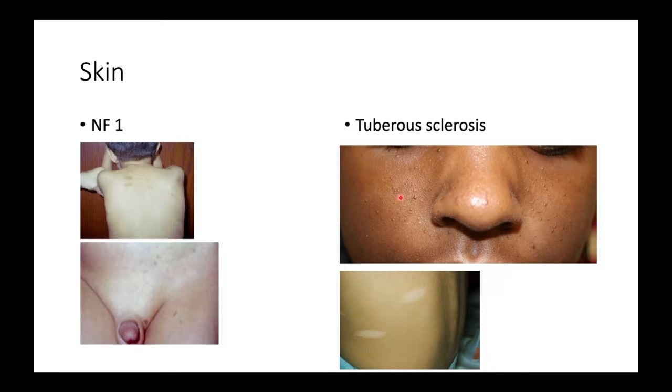Okay. And on the lower picture, what are you seeing there? All right. So there are areas of hypopigmentation along the left flank of the patient. And remember, small lesions are macules, large lesions are patches. So these are hypopigmented patches, and these are the ash leaf spots. Okay, good, thank you.